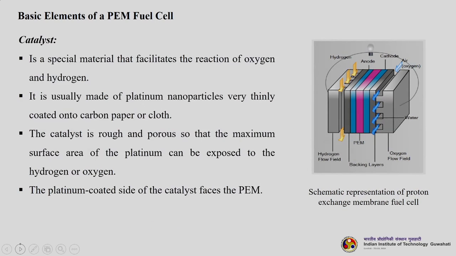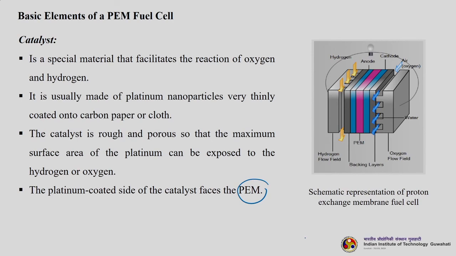So, it is a very simple operation, and another thing is the catalyst. It is a special material that facilitates the reaction of oxygen and hydrogen. It is usually made up of platinum nanoparticles very thinly coated onto carbon paper or cloth. The catalyst is rough and porous, so that the maximum surface area per platinum can be exposed to the hydrogen and oxygen. The platinum-coated side of the catalyst faces the PEM.